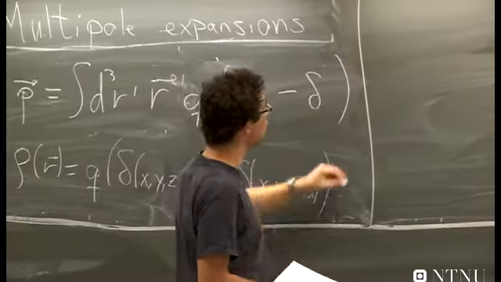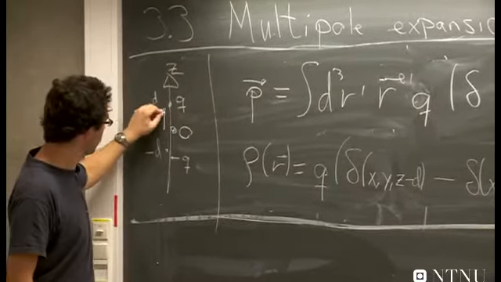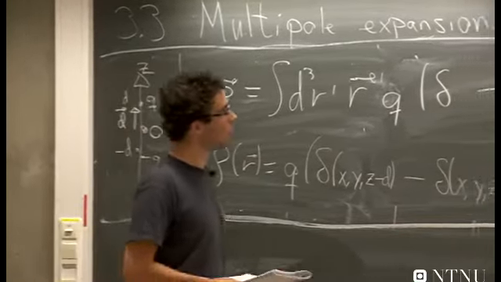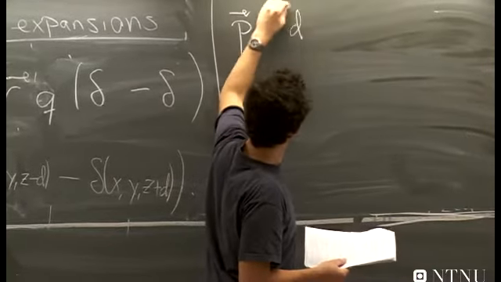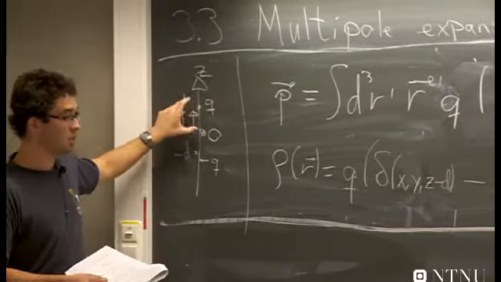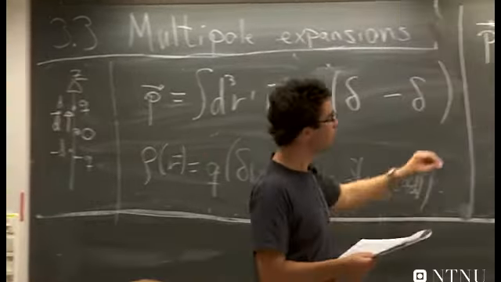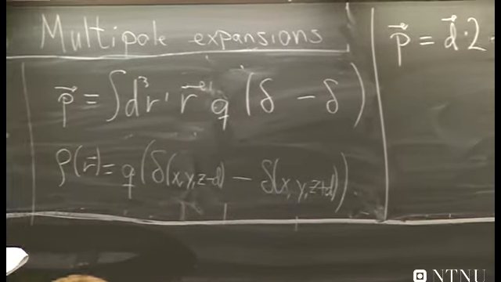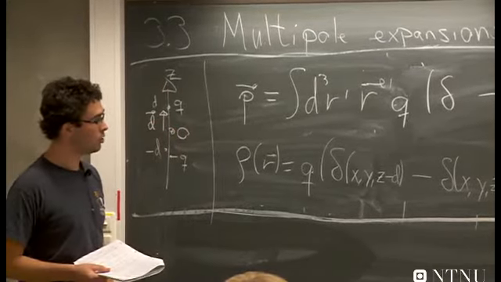Let's see. So if I put the origin here, I'll call this d vector. Then p is equal to d vector times 2, because this time I put it as the distance d, both above and below. So the total distance is 2d times q, the charge of the 2 point charges. So that's it.